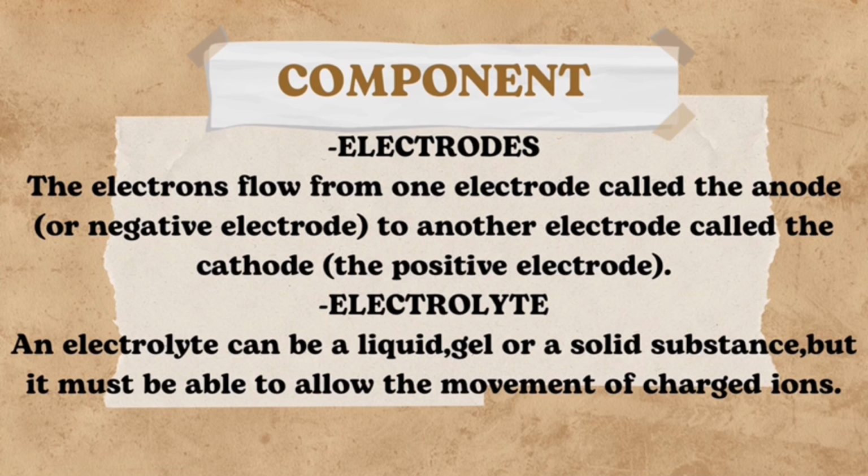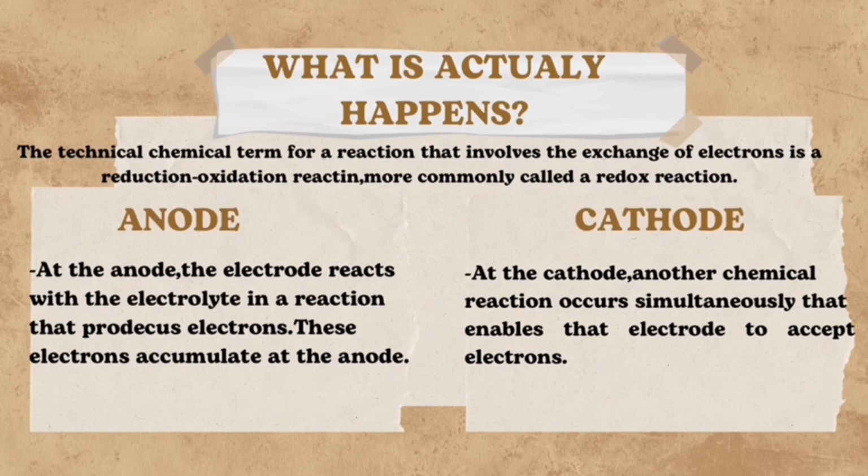Electrodes: the electrons flow from one electrode called the anode, or negative electrode, to another electrode called the cathode, the positive electrode. Electrolyte: an electrolyte can be a liquid, gel, or solid substance, but it must be able to allow the movement of charged ions. What actually happens? The technical chemical term for a reaction that involves the exchange of electrons is a reduction-oxidation reaction, more commonly called a redox reaction.